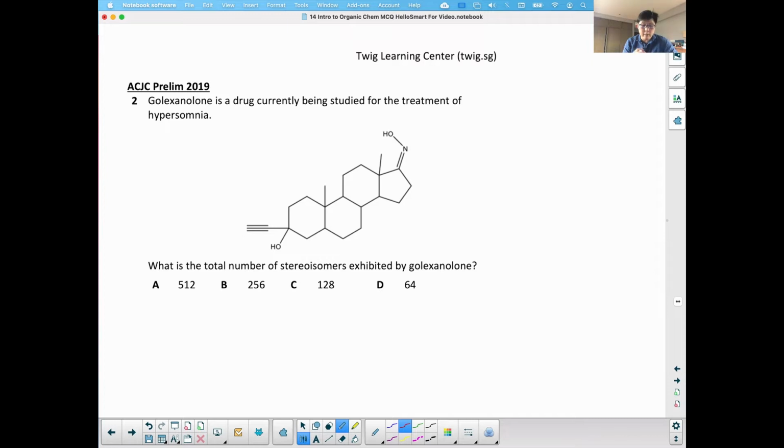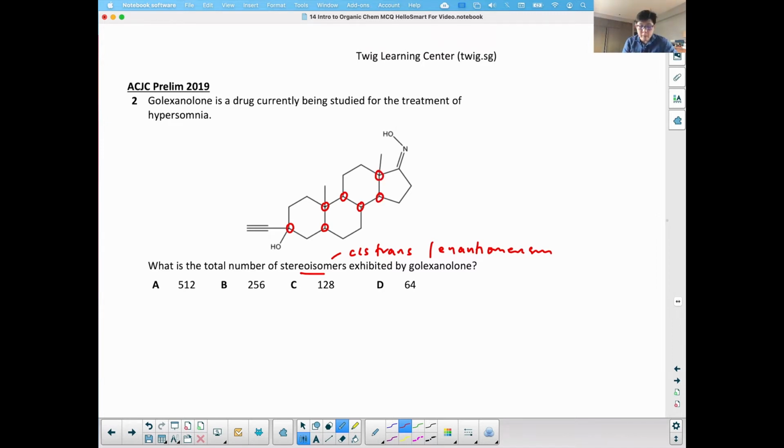Golexanolone is a drug currently being studied for treatment of hypersomnia. Let's see the total number of stereoisomers. Stereoisomers refers to either cis-trans isomerism or enantiomerism, so we're looking for chiral centers. I'm going to circle all the chiral centers here: 1, 2, 3, 4, 5, 6, 7.